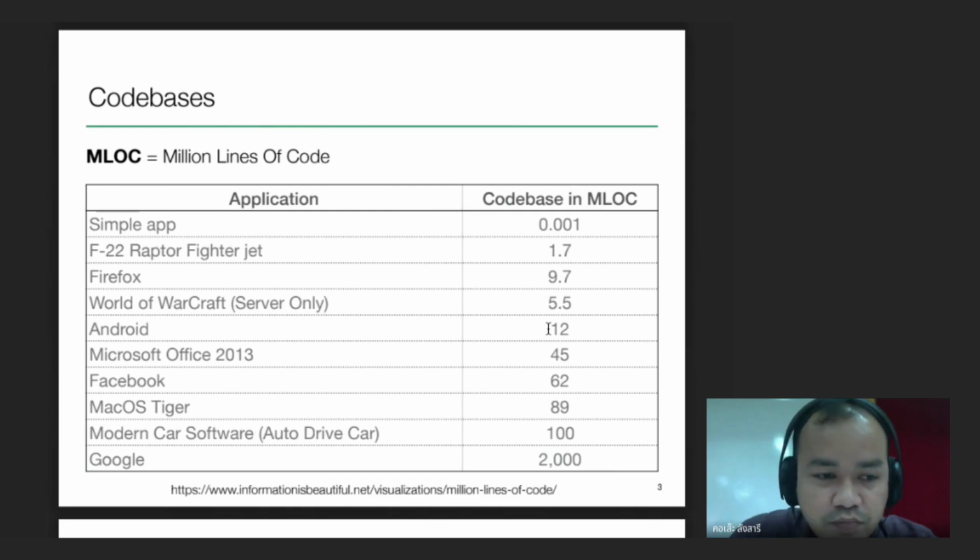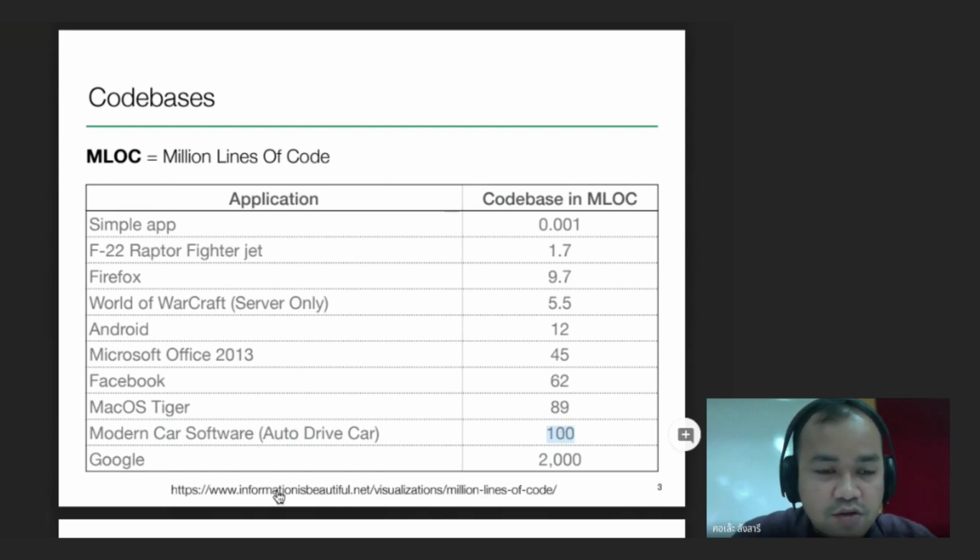Facebook, which people are using right now, takes 62 million lines of code. Modern car software, such as the auto drive in a Tesla, took 100 million lines of code to write. It's very long, right?